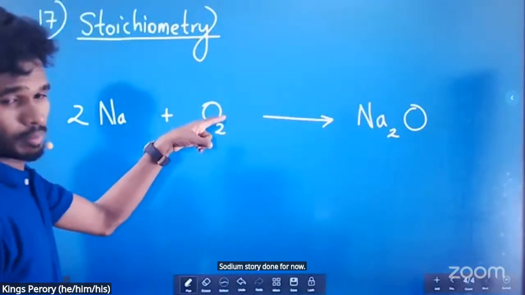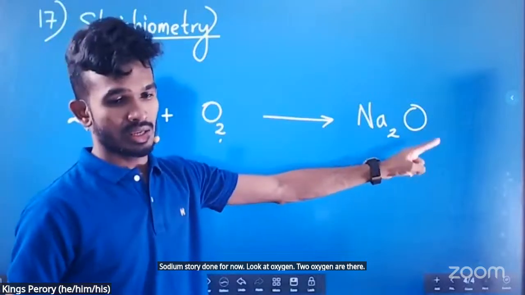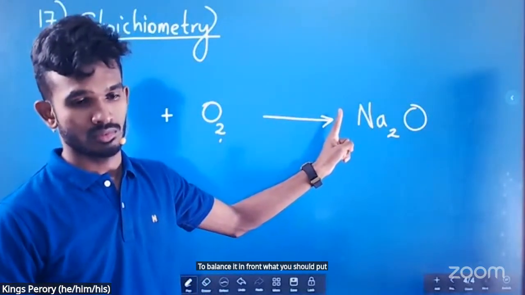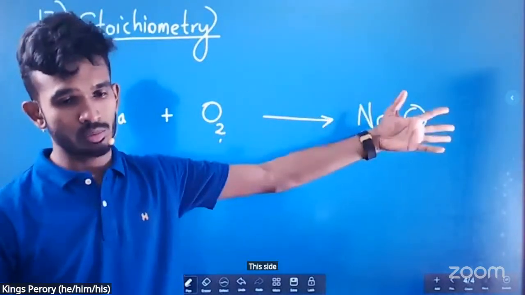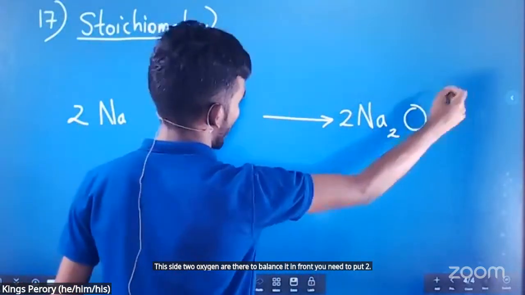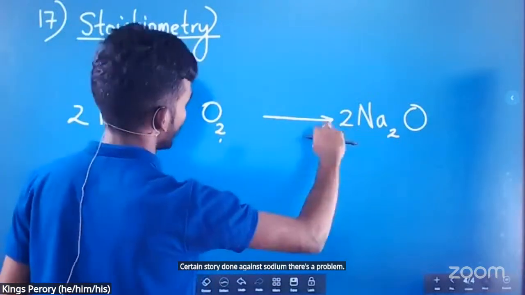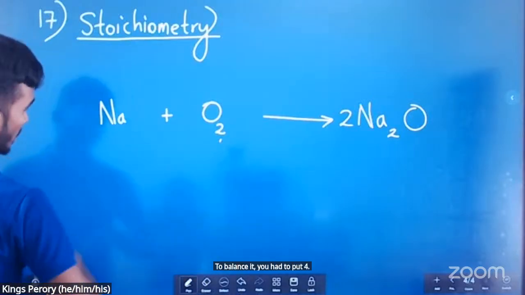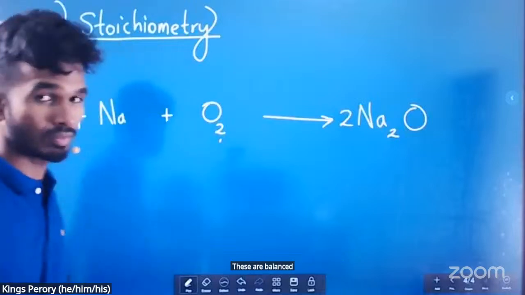Look at oxygen. 2 oxygen are there. To balance it, in front, what should you put? This side 2 oxygen are there. To balance it, in front you need to put 2. Oxygen story done. Again, sodium, there's a problem. This side we have 4 sodium. To balance it, you put 4 there. This is the balanced chemical equation.